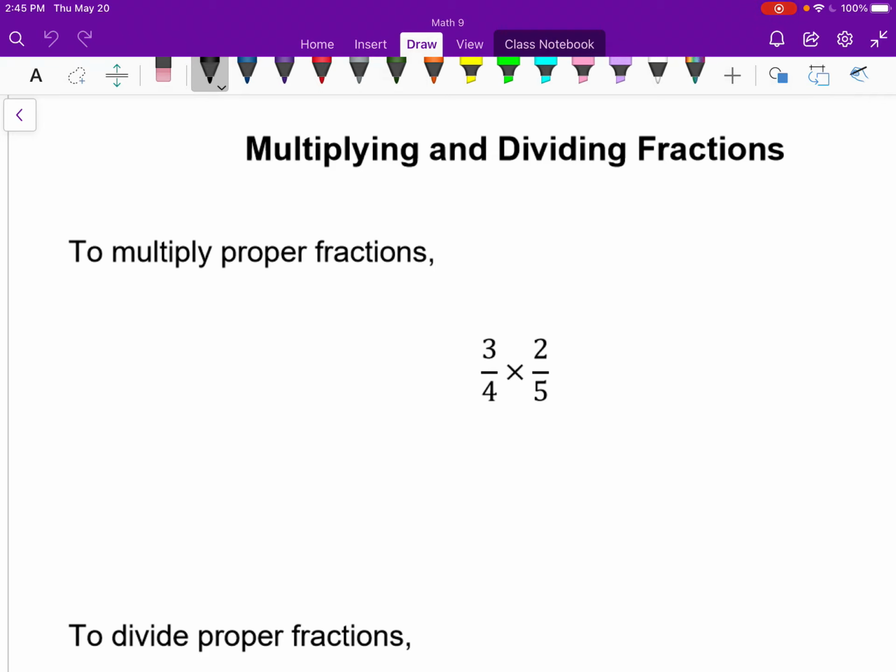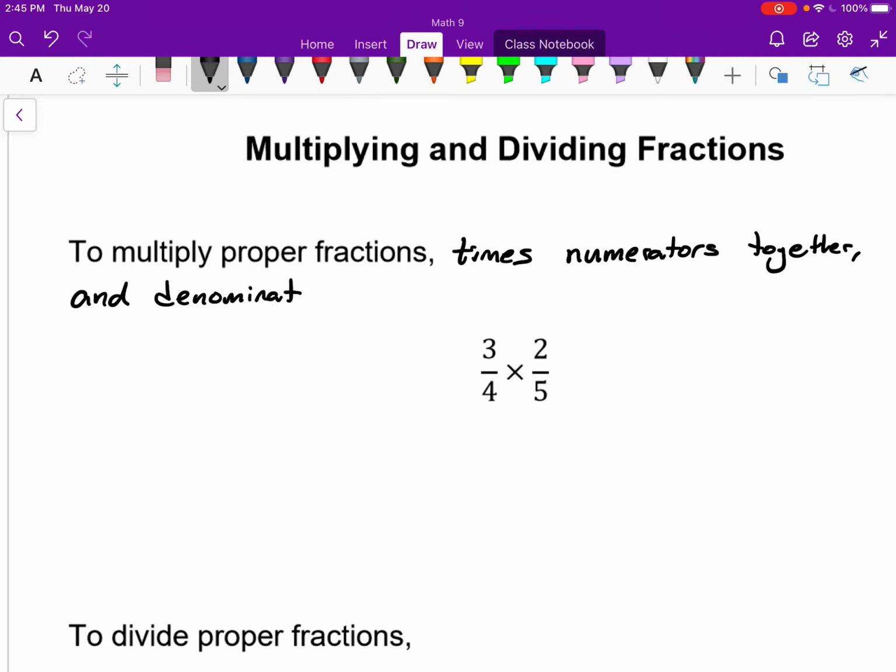You just multiply the numerators together and the denominators together. So top times the top, bottom times the bottom. Of all the operations with fractions, multiplying is always the quickest. So in this case, there's 3 times 2, which is 6, over 4 times 5, which is 20.